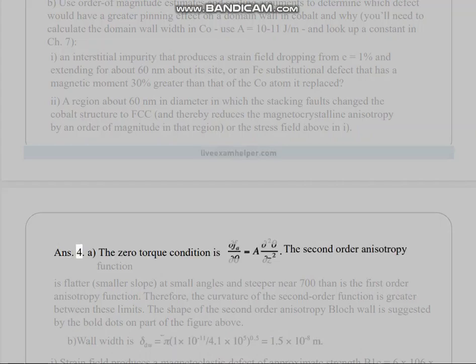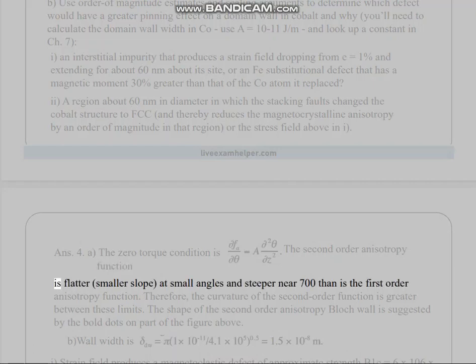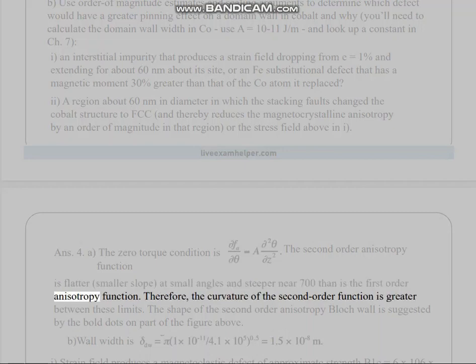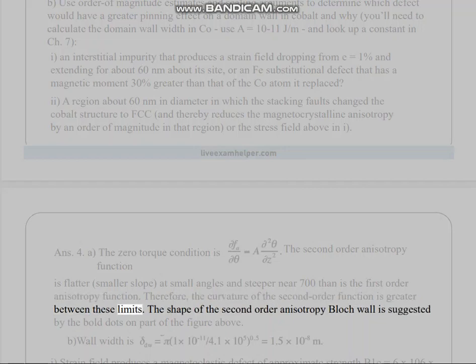Answer 4. A. The zero torque condition is the second-order anisotropy function. It is flatter, smaller slope, at small angles and steeper near 70 degrees than is the first-order anisotropy function. Therefore, the curvature of the second-order function is greater between these limits. The shape of the second-order anisotropy Bloch wall is suggested by the bold dots on part of the figure above.